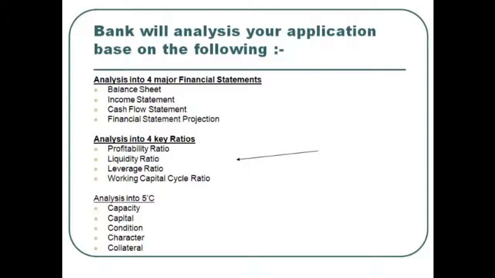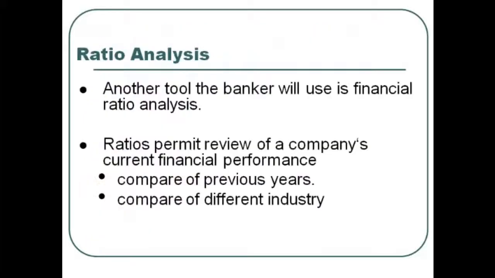Also, let's go through one by one. Okay, ratio analysis. It's another tool that bankers will use, a financial ratio analysis. Ratios permit review of the company. The ratio lets you compare to the previous year. This year's ratio compared to last year's ratio, if there's a big difference, then they'll ask questions. And then the ratio will be compared to different industries.